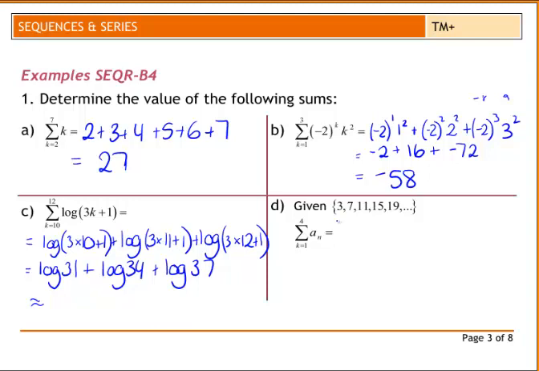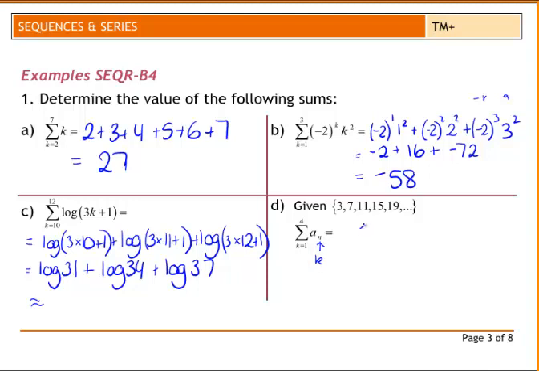Next, it's given me 3, 7, 11, 15, 19, etc. And it's asking for the sum of k is 1 up until 4 of a to the n. So if I plug in for k, and I have a feeling there's a typo here, that n there should actually be k, so remember that and note it in your textbook.